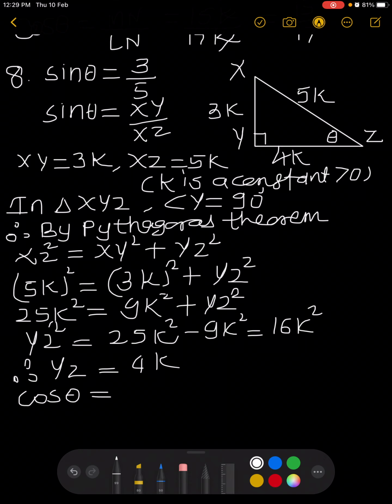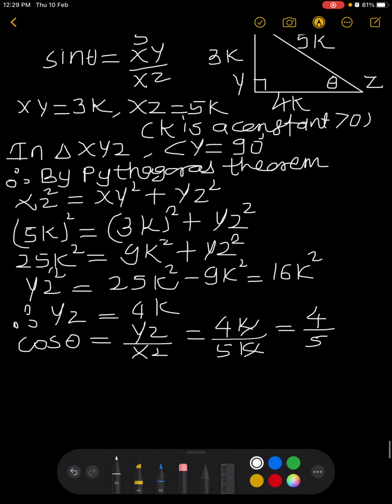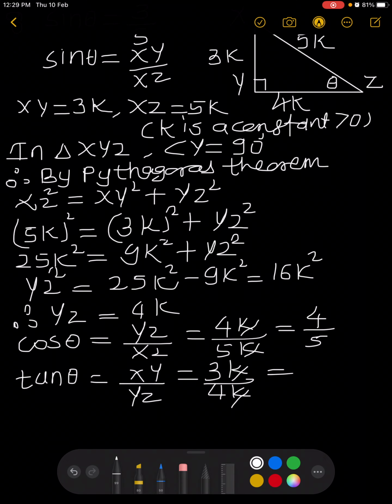After getting YZ, let us obtain the ratio cos theta. Cos theta contains the neighbor side YZ and hypotenuse XZ. Neighbor side 4k, hypotenuse 5k. 4 upon 5 is the ratio cos theta. Last one, tan theta, contains the ratio of the opposite side XY and neighbor side YZ. 3k and 4k. Both k cancel. It will give you 3 upon 4.